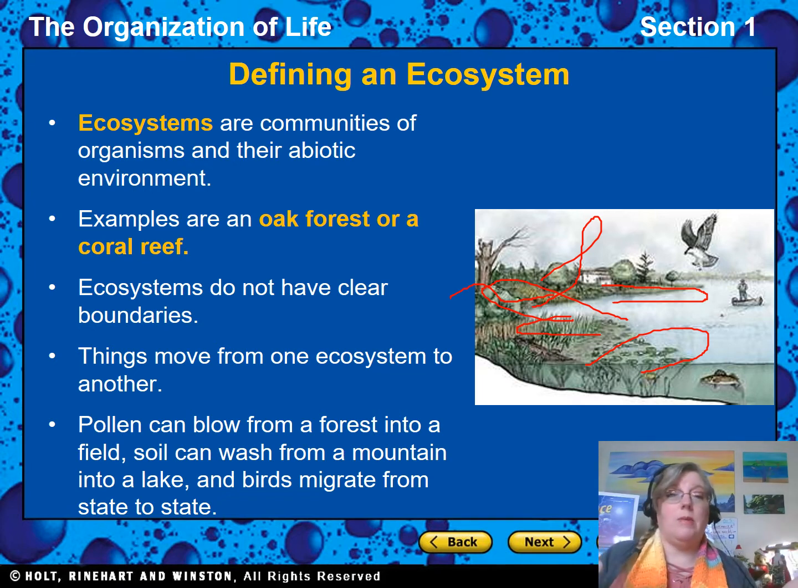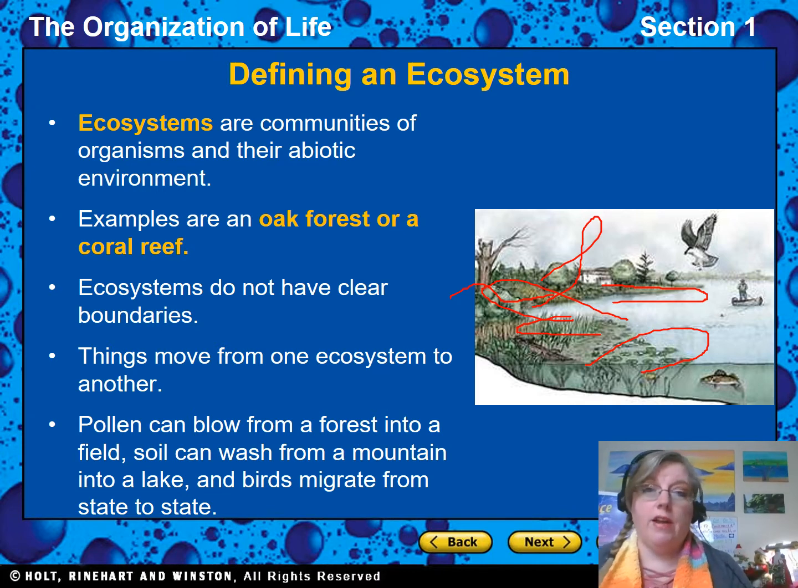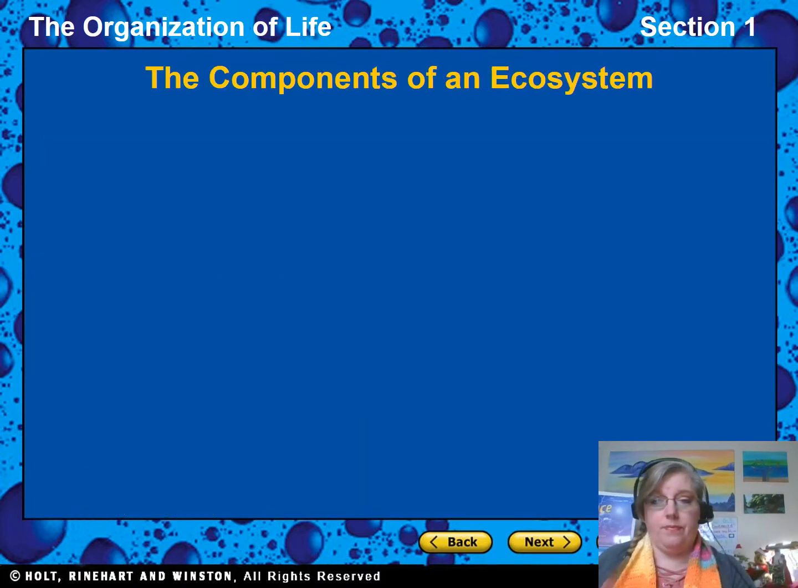Think about especially small things like pollen. You can't tell pollen that it can't go into the next person's pasture or field. The pollen can blow from one forest out into a field, and from a field out onto a lake. And then the soil would be washing from the stream to a lake, and birds can migrate from one state to another state. There's no edge to an ecosystem. There are no walls to trim anybody in or hold anybody back.